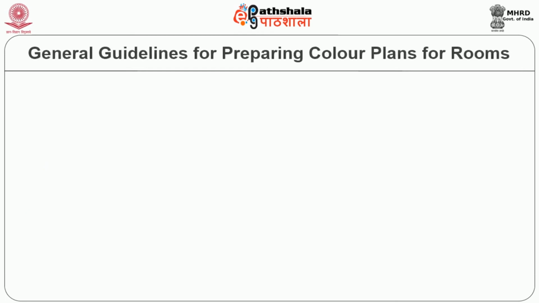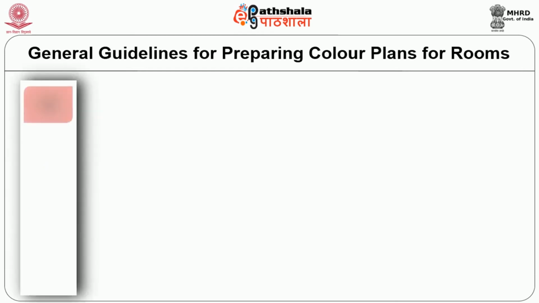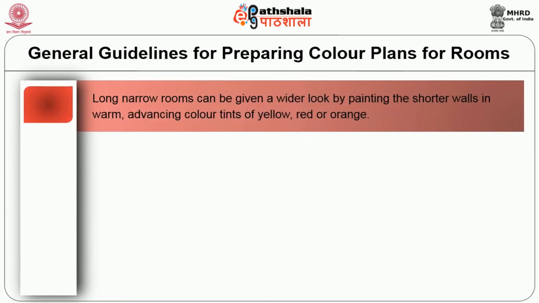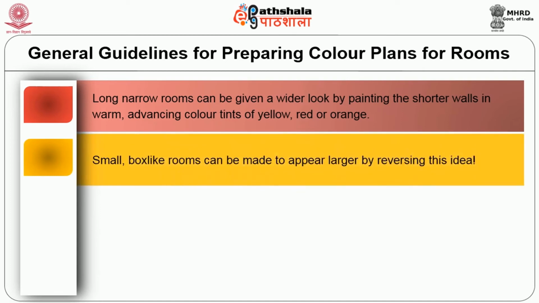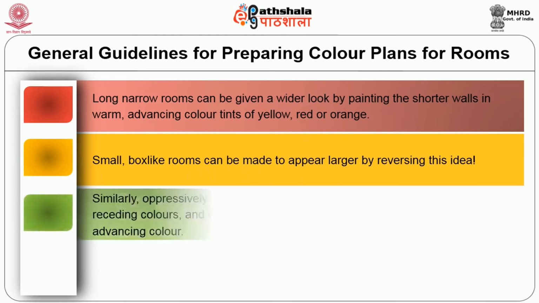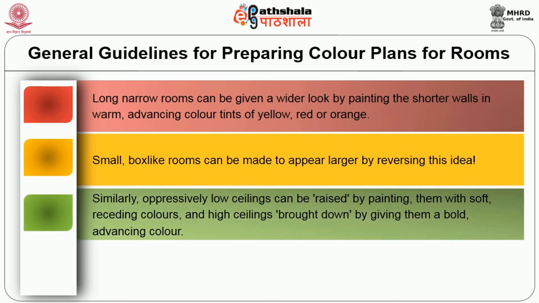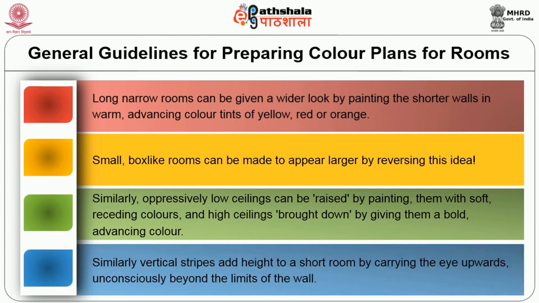Now we will see the general guidelines for preparing color plans for rooms. Long narrow rooms can be given a wider look by painting the shorter walls in warm, advancing color tints of yellow, red or orange. Small box-like rooms can be made to appear larger by reversing the idea. Similarly, oppressively low ceilings can be raised by painting them with soft, receding colors, and high ceilings brought down by giving them a bold, advancing color. Similarly, vertical stripes add height to a short room by carrying the eye upwards unconsciously beyond the limits of the wall.